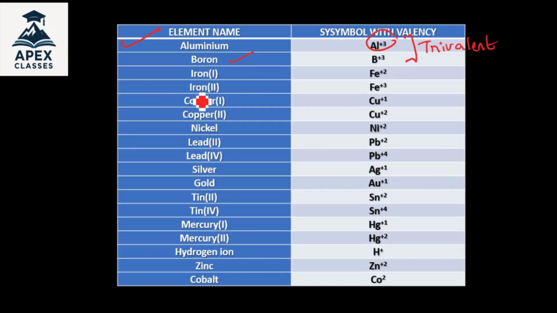Now see next: iron 1, iron 2, copper 1, copper 2. Here also lead 2, lead 4, tin 2, tin 4, mercury 1, mercury 2. All these show variable valency. Now variable valency: if you are in class 11 or 12, then you will learn it.